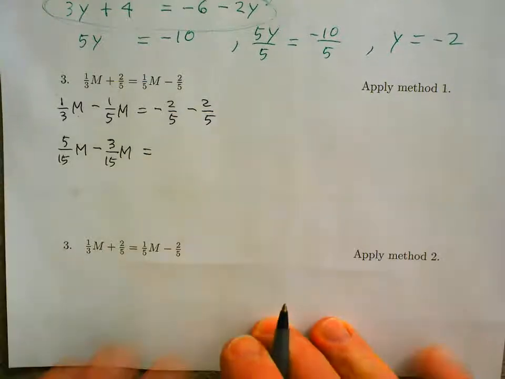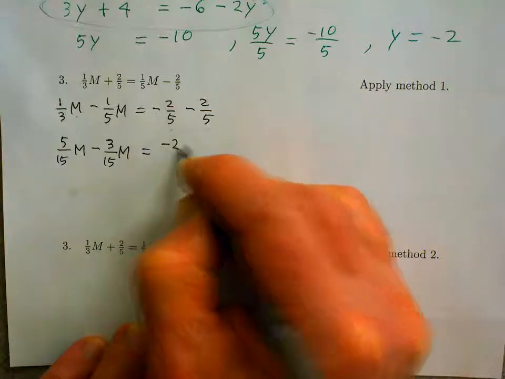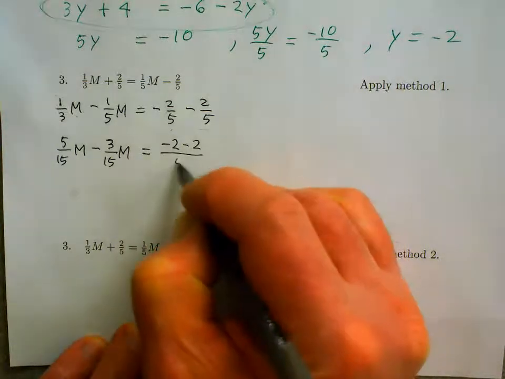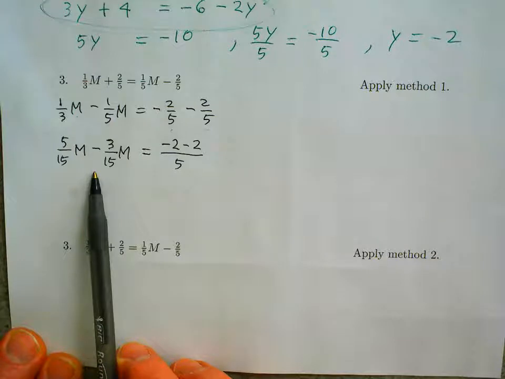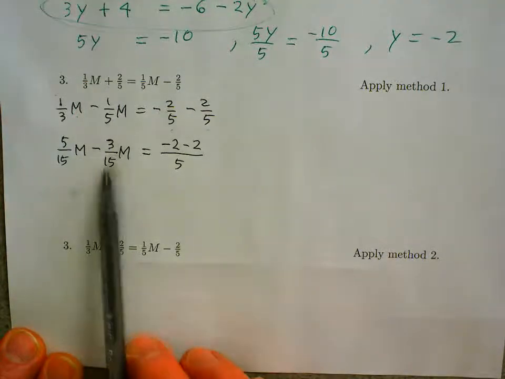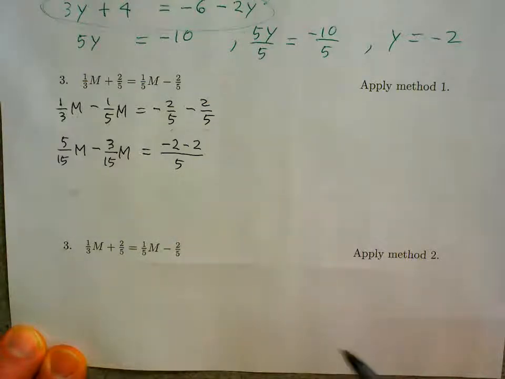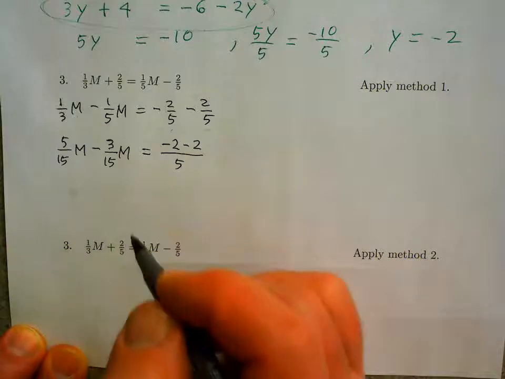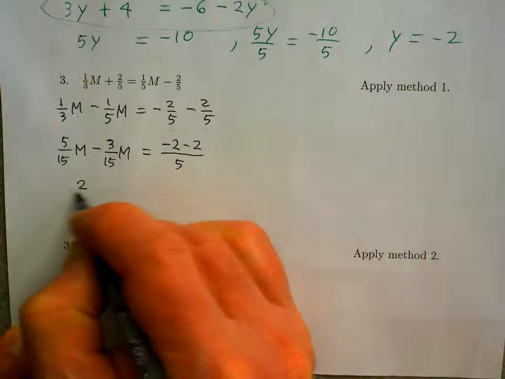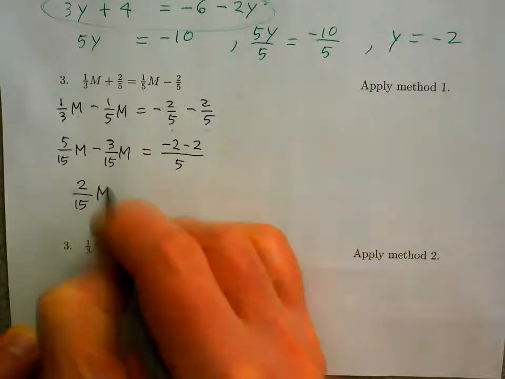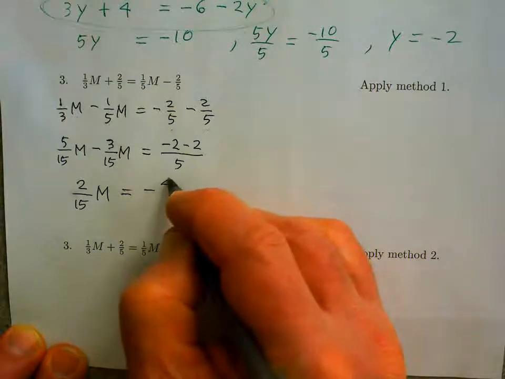On the right-hand side, we already have common denominators. So we can write it as negative 2 minus 2 all over 5. And on the left-hand side, 5/15 times m minus 3/15 times m. What does that simplify to? 2/15. 2/15 times m, yeah. So 2/15 times m. And on the right-hand side, negative 4/5.